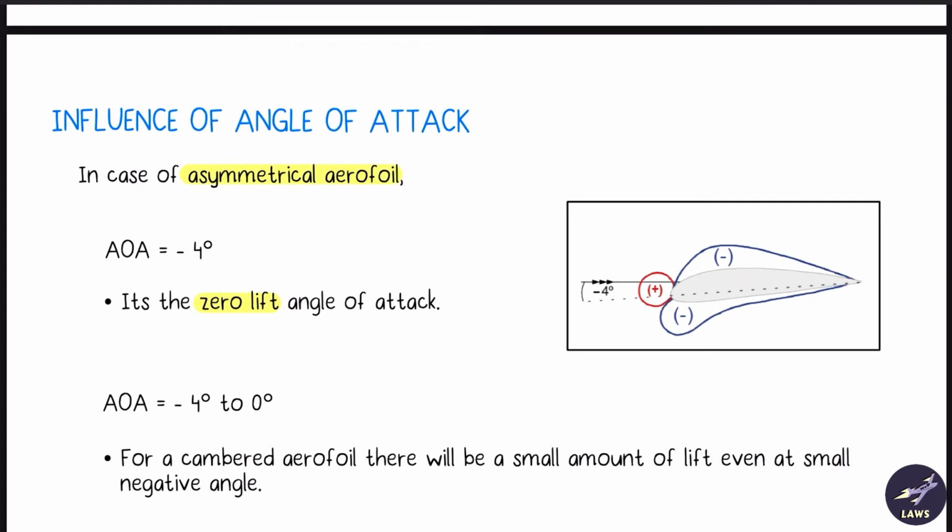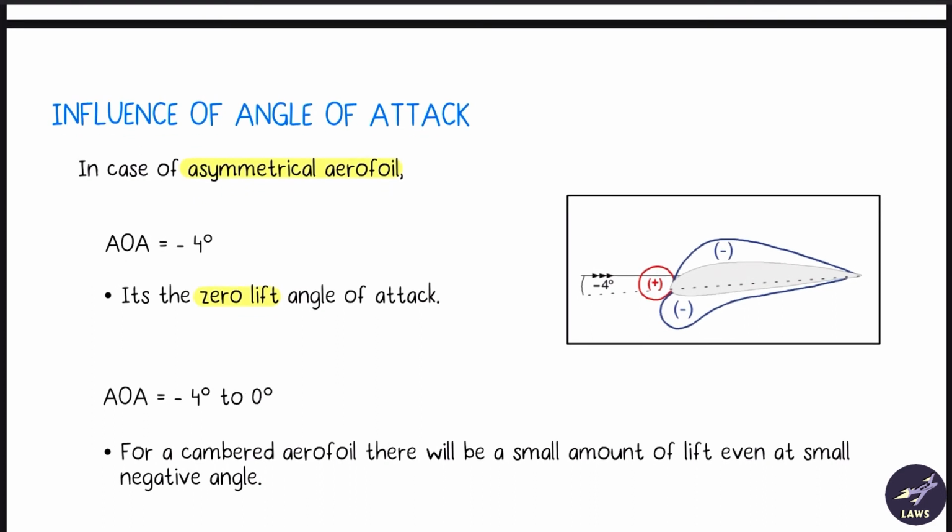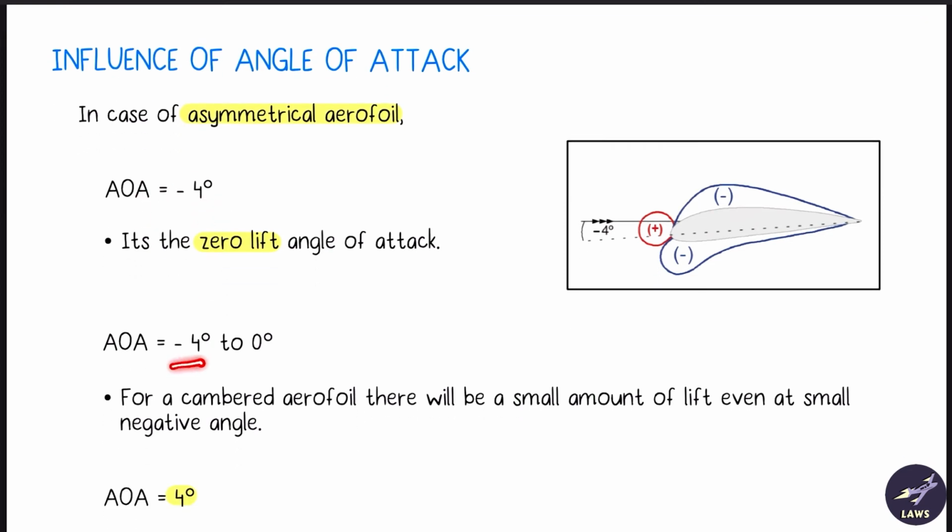So we look at the influence of angle of attack on lift. In the case of an asymmetrical aerofoil, that is in the case of a wing, even at a negative angle of attack, we're getting lift, and zero lift occurs at minus 4 degrees. Between minus 4 degrees and 0 degrees of angle of attack, you're getting a small amount of lift. Even at negative angle you're getting a small amount of lift because of the camber. Camber means curvature.